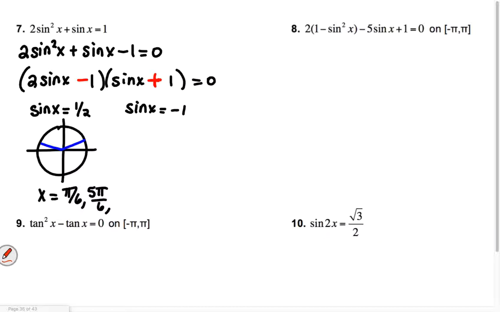And then sine of x equals negative 1. Well, that happens down here on the unit circle, right? So that one's going to be, so I get 3 different answers.